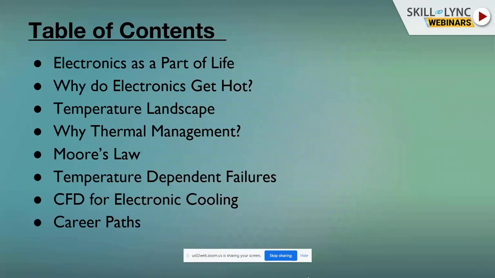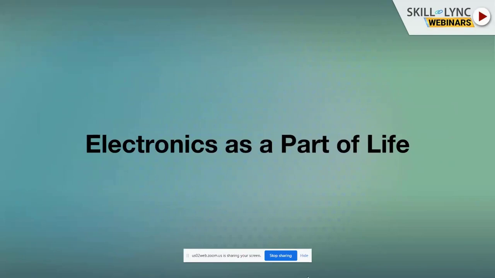of life, how it became omnipresent. Without electronics, we can't spend even a single second of our life. And why do electronics get hot? Then we will set up a basic fundamental landscape for temperature. Then we will touch upon why thermal management is necessary. Then we will see Moore's law, temperature dependent failures, and the role of CFD in electronic cooling. And then at last, the most important part, which is career path. So I'll start the presentation.